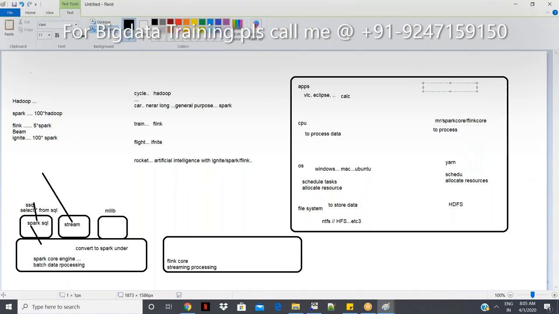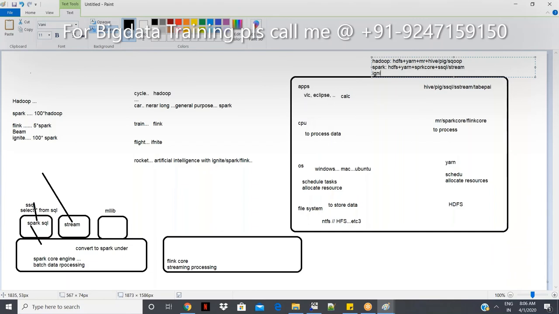On top of this, you are using Hive, Pig, Spark SQL, Spark Streaming, Flink ML, Table API, like that. There are many other applications or libraries you are using. Okay, so what is Hadoop in simple words? Hadoop means, in simple words, HDFS, YARN, MapReduce plus Hive, Sqoop is called Hadoop. What is Spark? HDFS, YARN, Spark Core plus Spark SQL, Streaming is called Spark.